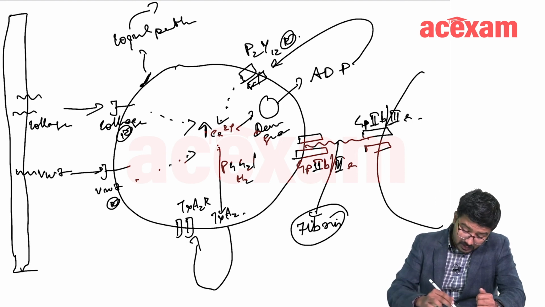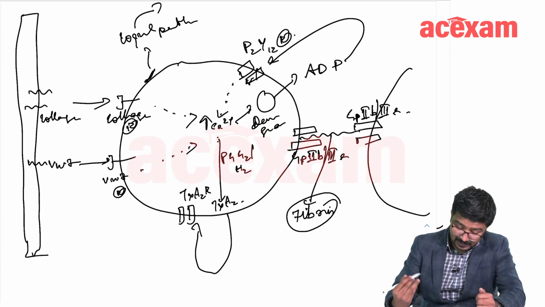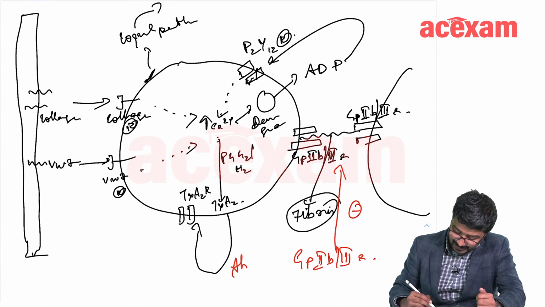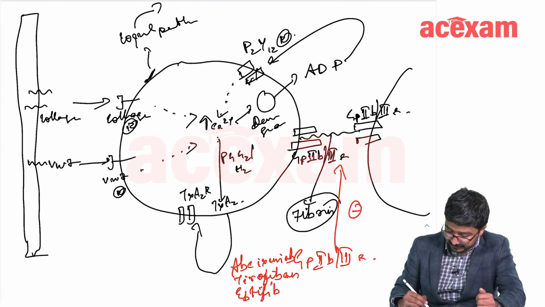So now let's see the different antiplatelet agents. Where does each one of them act? The GP2B3A inhibitors will be acting over here. So you have the drugs abciximab, tirofiban, and eptifibatide.